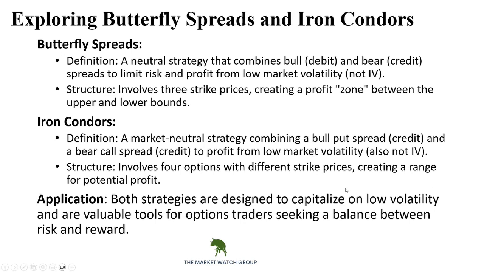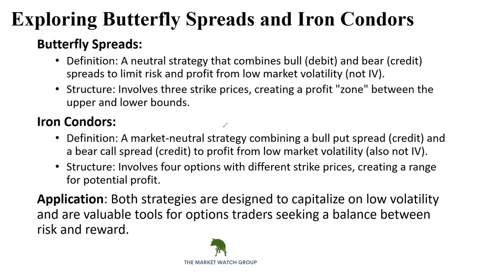Exploring butterfly spreads and iron condors. So what is a butterfly spread? A neutral strategy that combines a bull spread and a bear spread. This is the easiest way I know to just sort of visually teach this concept, because you're starting to get comfortable with risk profiles. So if I have a bullish spread, right?